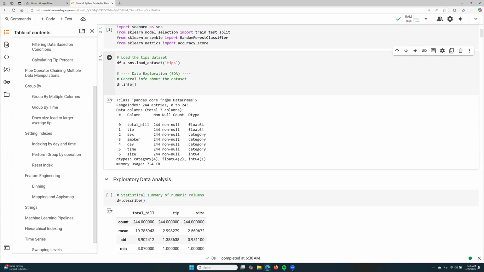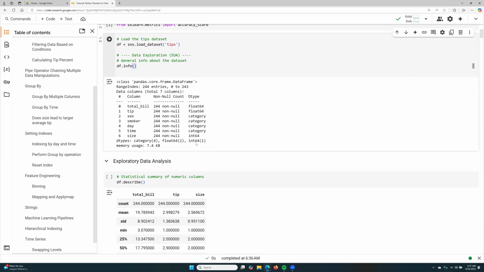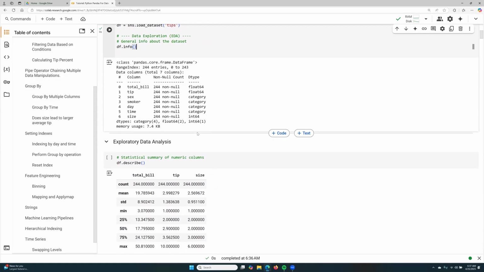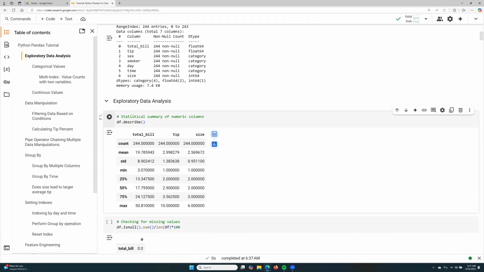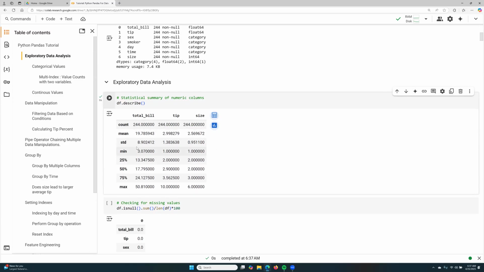And while we're loading, you could see that this df info gives you the variable, whether it's non-null, the data type: float, category, and integer. Okay. Could use df describe to do some exploratory data analysis. And this is for mostly continuous variables or numerical columns. You're not going to be able to use this with categories. So we could see the distribution, the 25th, 50th, the median, the 75th, the max, mean.